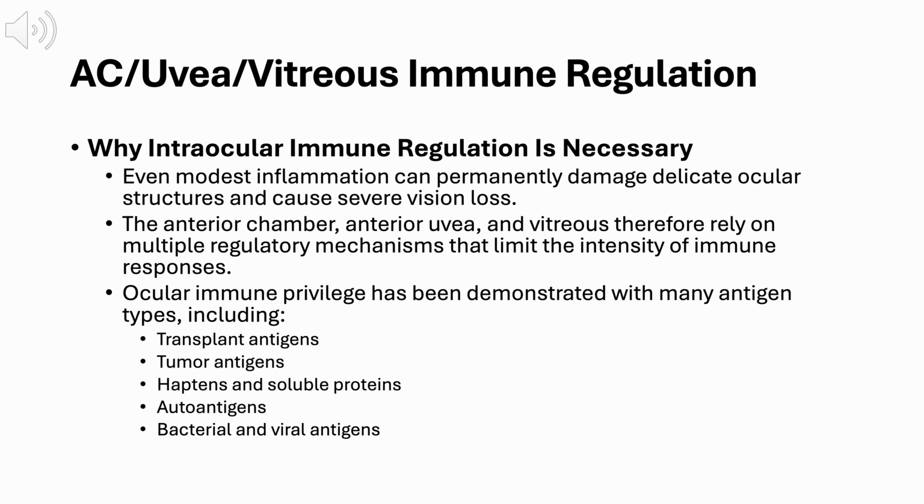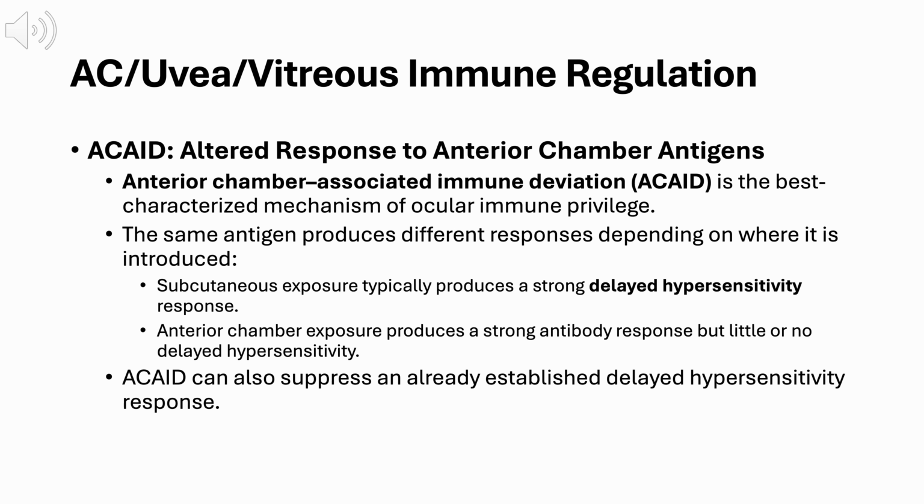With that motivation established, we can now examine the best characterized regulatory mechanism of all, ACAID. Here is the mechanism this whole chapter has been building toward: anterior chamber associated immune deviation, ACAID, the best characterized mechanism of ocular immune privilege. The defining observation is that the same antigen produces different responses depending on where you introduce it, which is exactly the regional immunity idea from slide 3, made concrete.